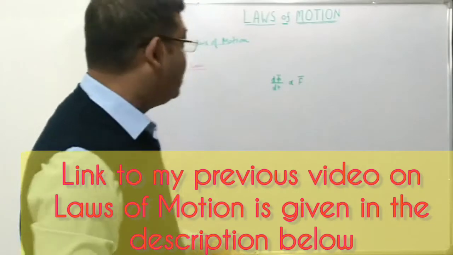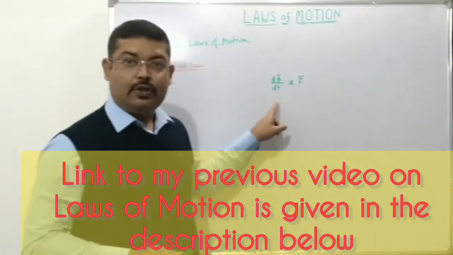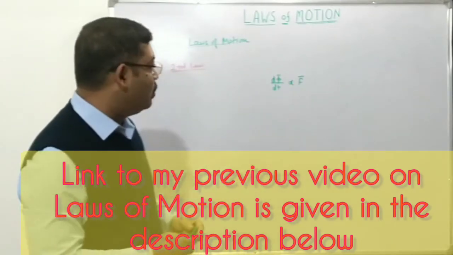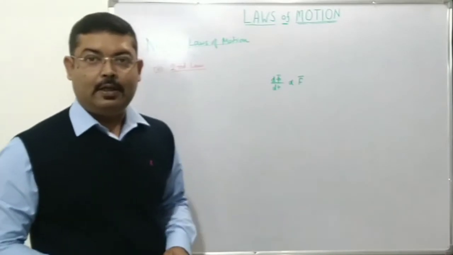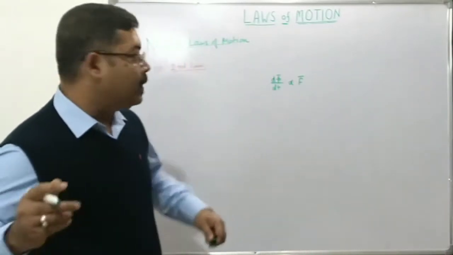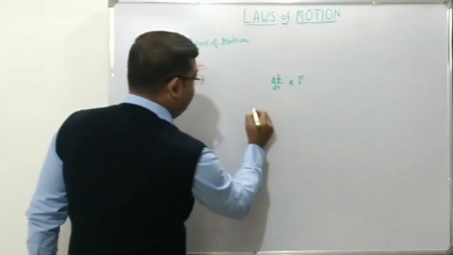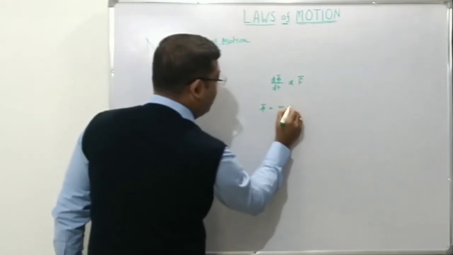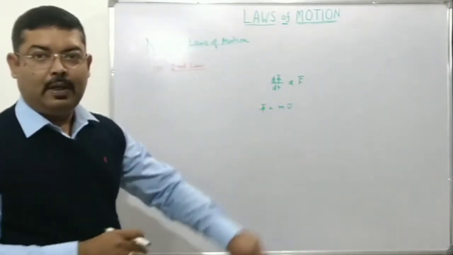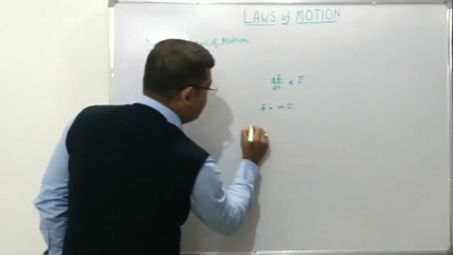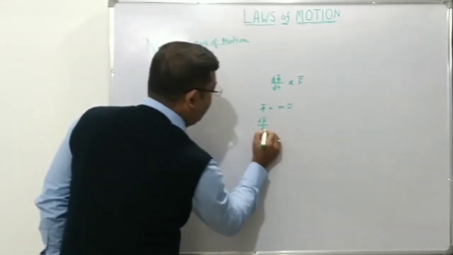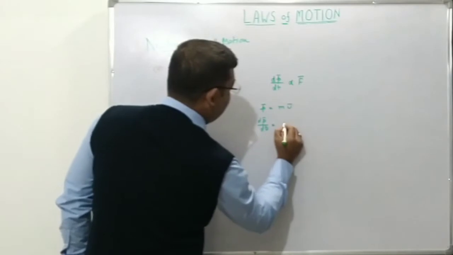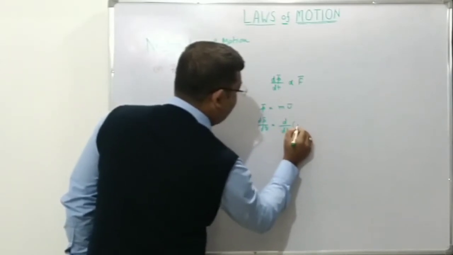So what we have found is that the second law states that the rate of change of momentum is directly proportional to the applied unbalanced external force, and also this change of momentum will take place in the direction of the applied force. Now we already know that momentum P is given by m into v, mass multiplied by the velocity. So we can say that dp by dt, rate of change of momentum, will be equal to d by dt of mv.